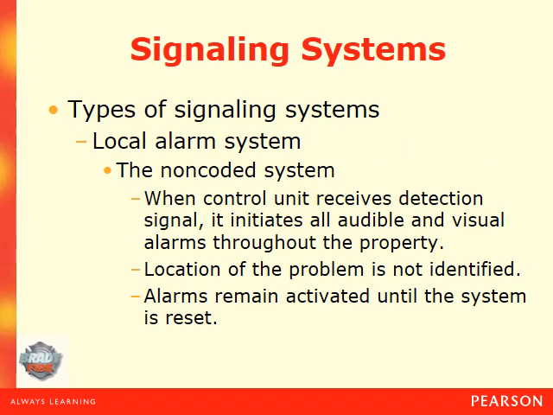When we're talking about our alarm system and the devices that signal a problem, you have the non-coded system. When the control unit receives a detection signal, it initiates all audible and visual alarms throughout the property. The location of the problem is not identified. However, the alarm remains active until the system is reset.